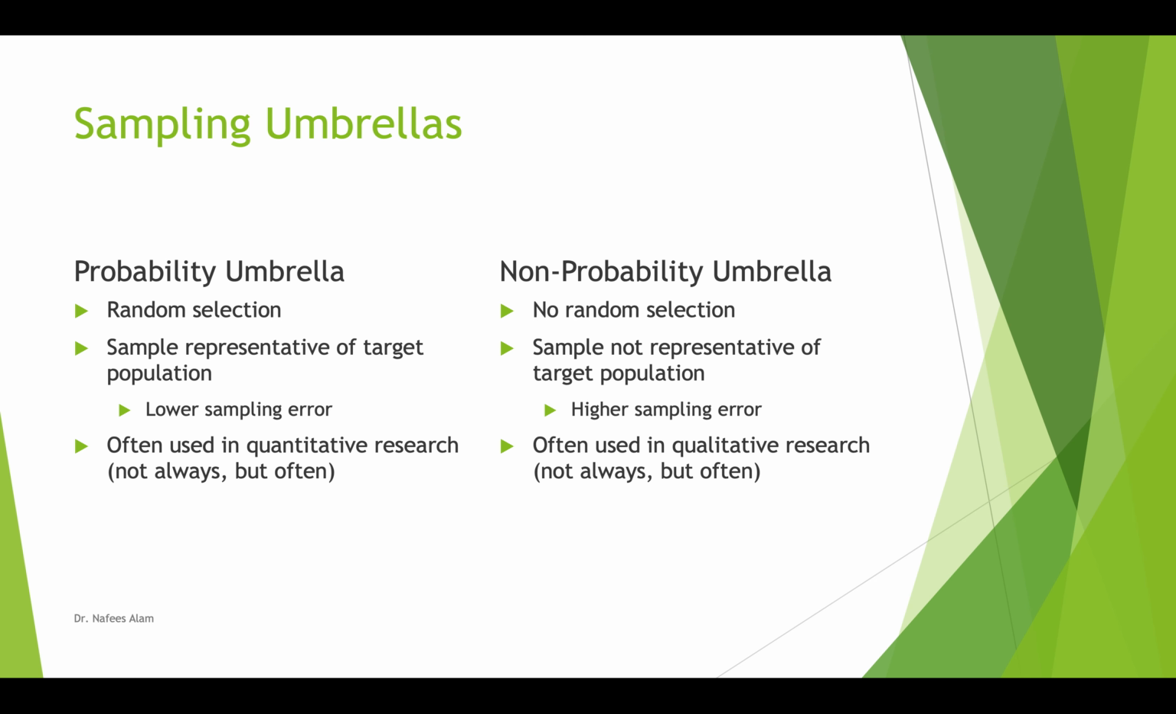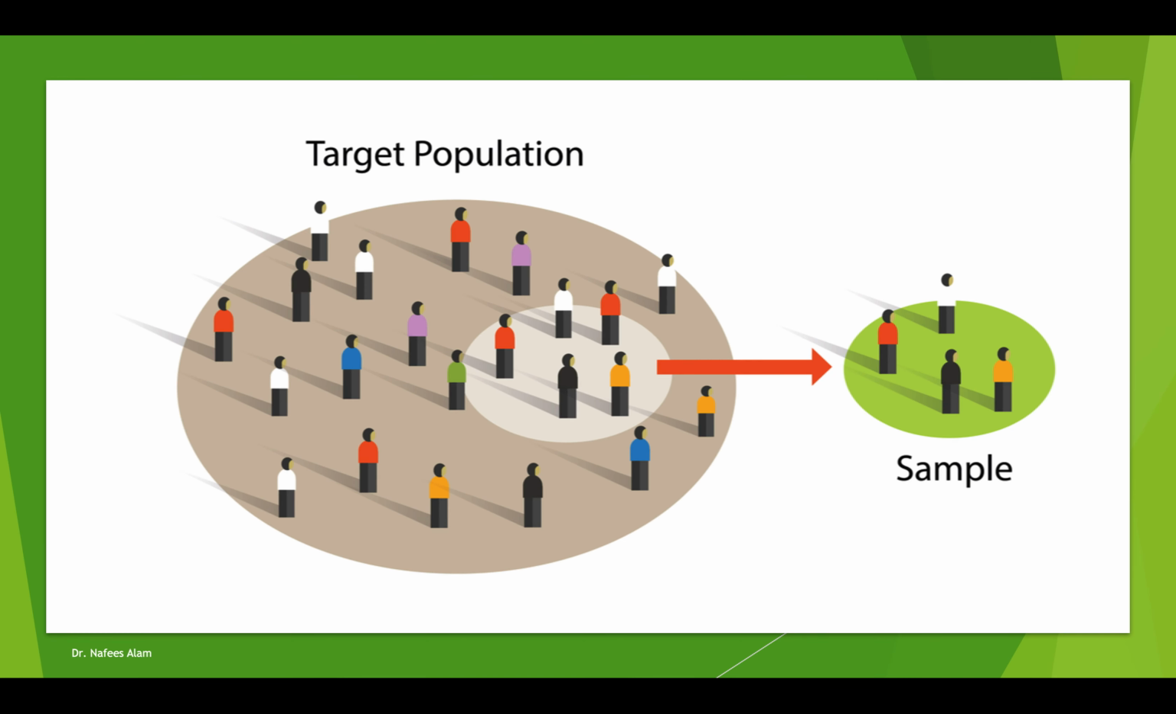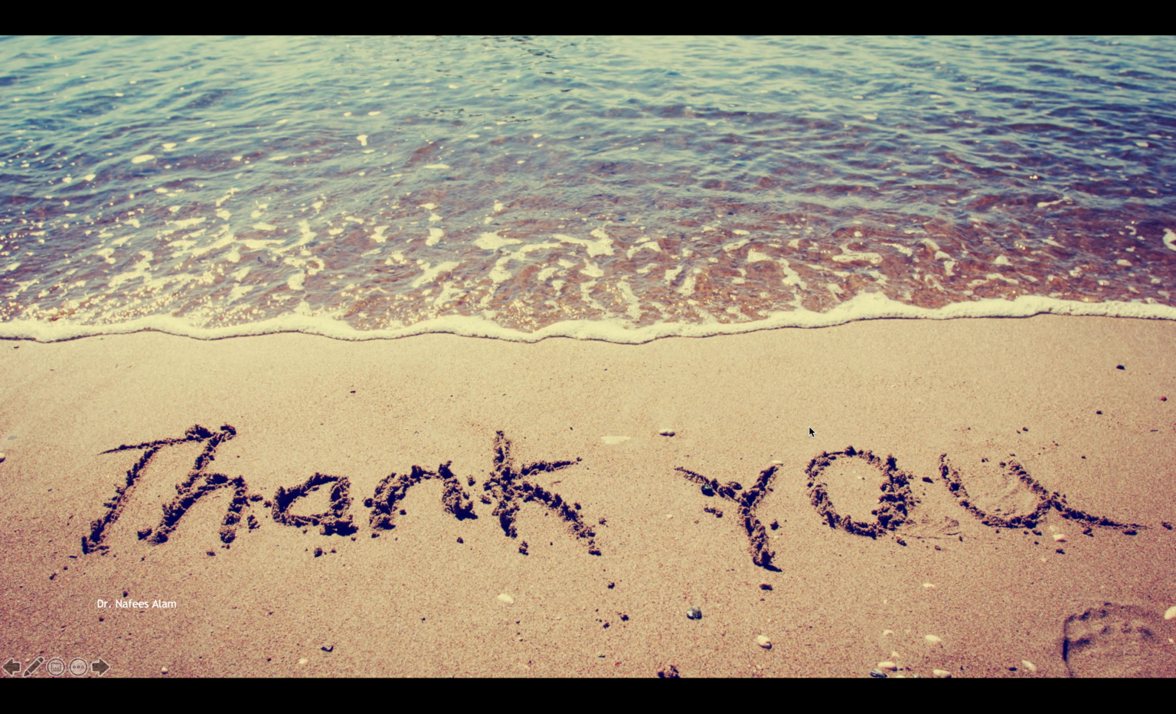Once again, just the same slide a third time, probability umbrella, non-probability umbrella, just for your reference. No changes here. Just a quick recap of what the umbrellas are, and also a recap of the visual representation of what a sample looks like. So here again, you have the target population, which you define, and then the sample, which, using the techniques that we've covered here, you'll be able to determine what kind of sampling technique you want to use and what your sample will be. Thank you very much.